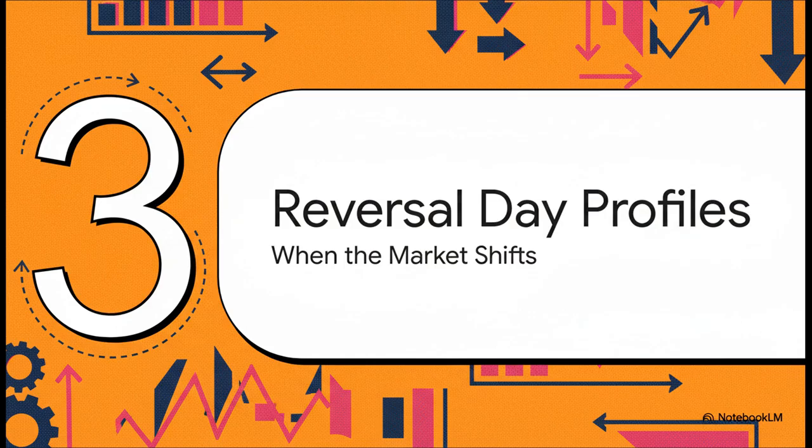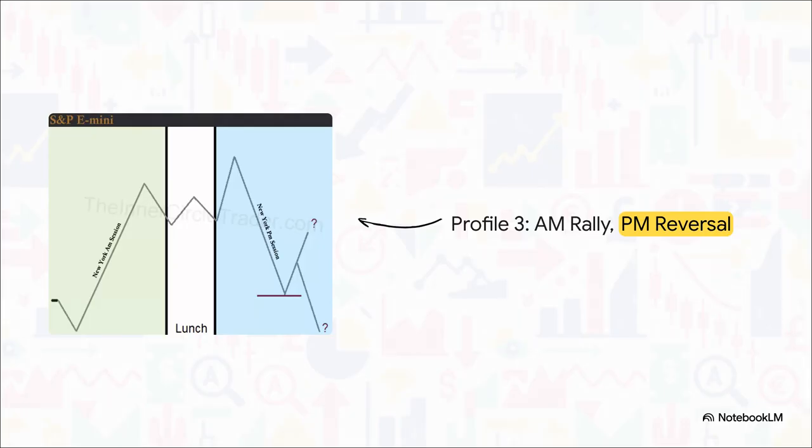And that leads us perfectly into our next category, the reversal day profiles. Because this is exactly what can happen when the market does slam into one of those major higher time frame levels. It decides to, well, shift gears right in the middle of the day. So the first reversal scenario we have is the AM rally, PM reversal. You've probably felt this one before. Price starts the day moving up, everything looks great, you're thinking this is a bull day for sure, and then bam, the afternoon hits, price slams on the brakes, and it completely reverses on you.